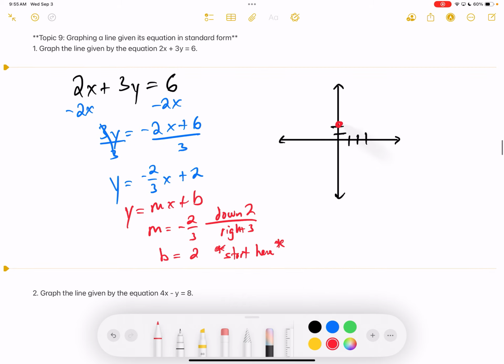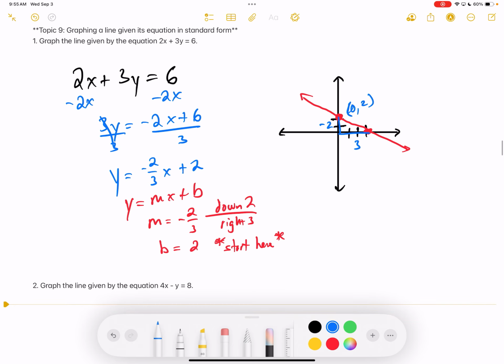So I start at 2, and I go down 2, to the right 3. I started at y equals 2, and I go down 2 because it's negative 2, and to the right 3. I know we just had that conversation about going left, but don't do it. The top number tells you if it's positive up, negative down. The bottom number, just always go to the right.